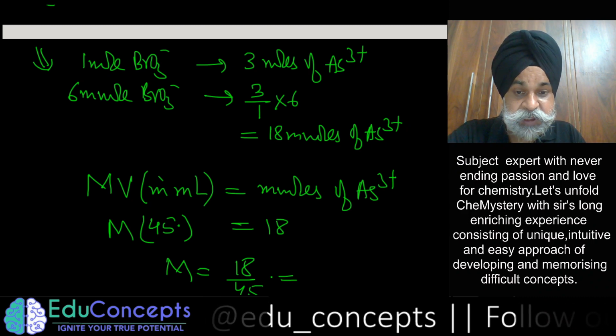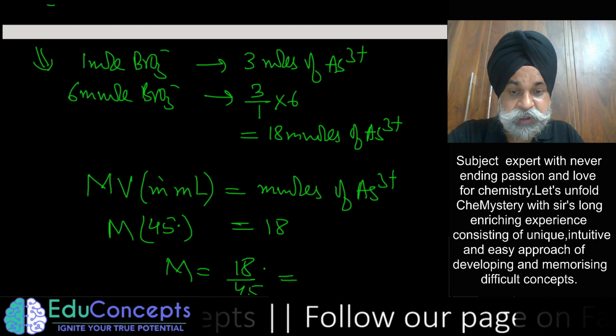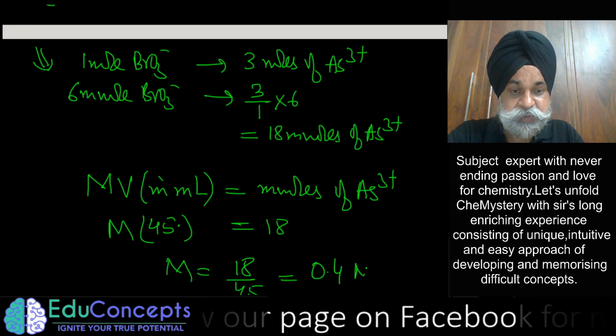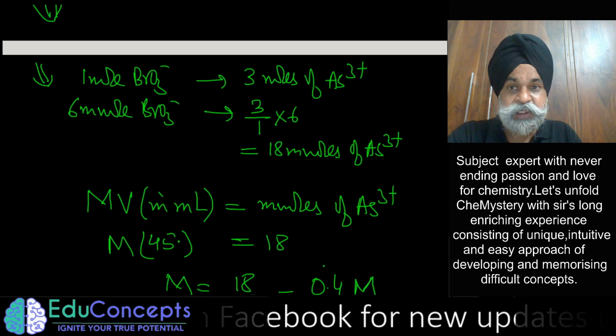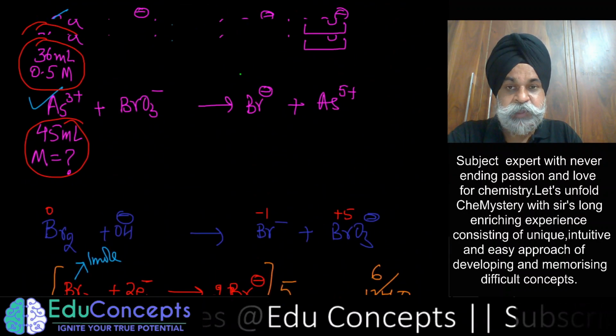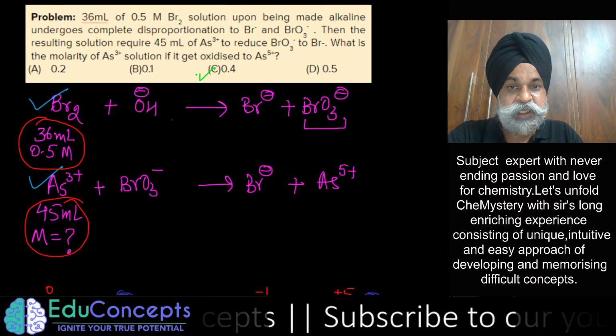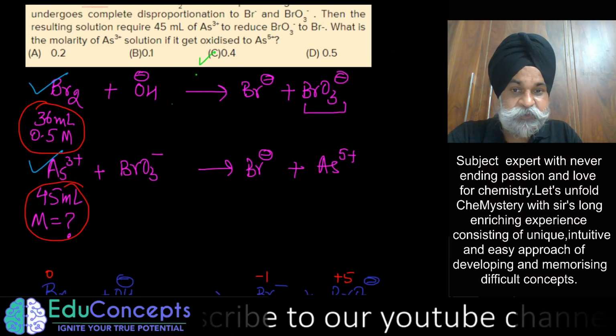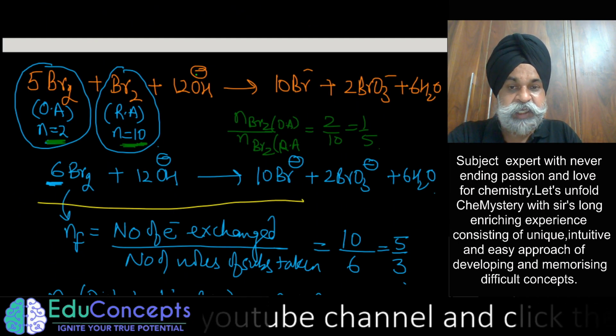So how much is it? This is 0.4 molar. Got it? So the answer to this question is 0.4, and that is there in the options. Now I think it is clear.